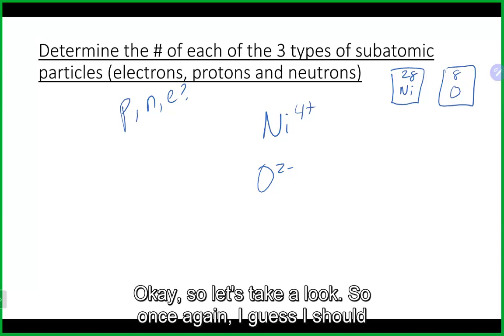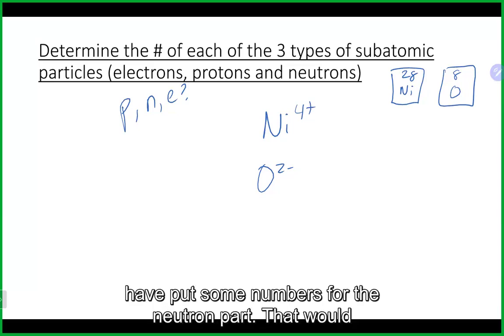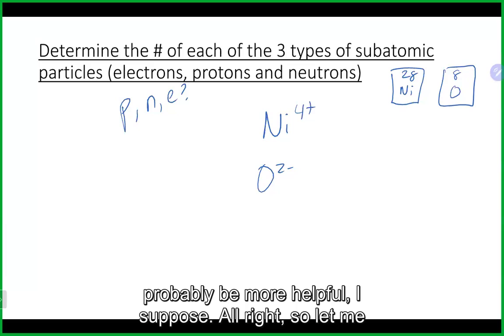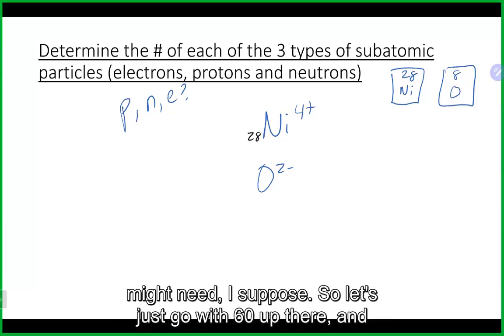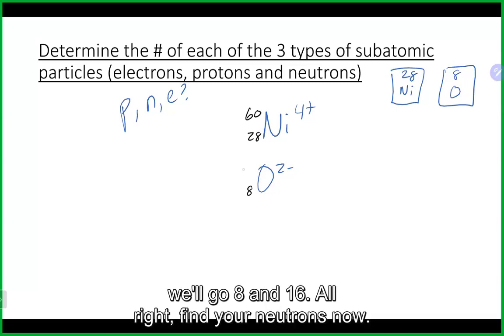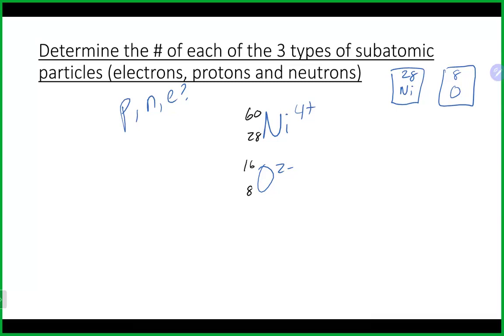Okay, so let's take a look. So once again, I should have put some numbers for the neutron part. That would probably be more helpful. All right, so let me actually do that real quick. We'll throw some numbers that you might need. So let's just go with 60 up there, and we'll go 8 and 16. All right, find your neutrons now.